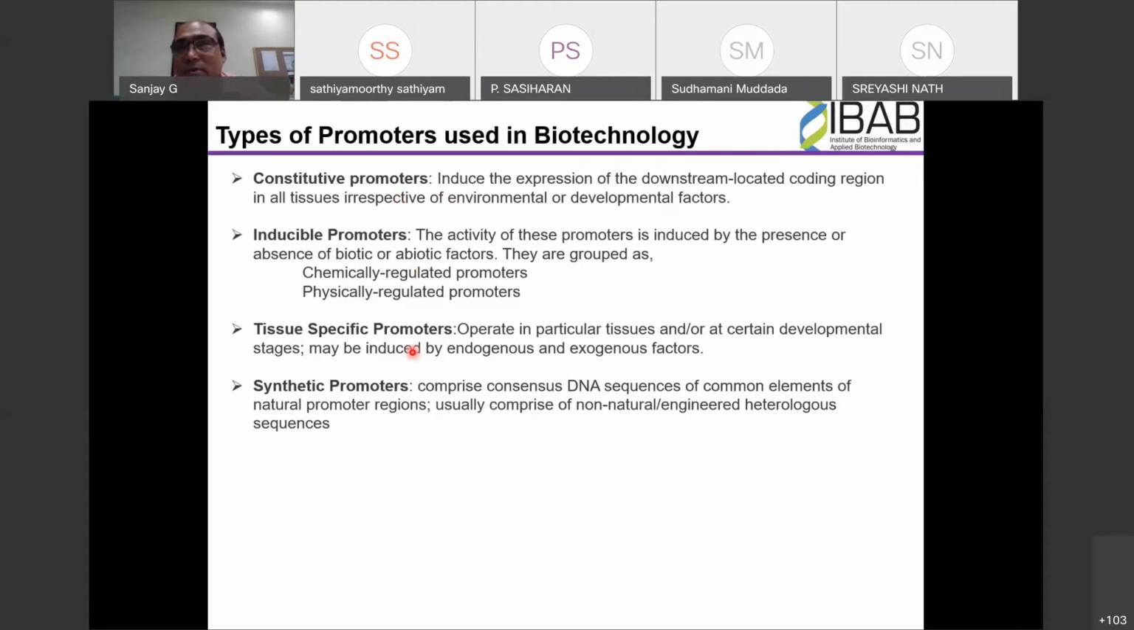Then there are some tissue-specific promoters. That means in multicellular organisms, in eukaryotes, we have promoters which will fire only in a given cell. So let's say only neurons, nowhere else in the body. So those are tissue-specific. And then there are completely synthetic promoters. That means we can take pieces from these different types and we can make our own promoter which we want to regulate the expression of a gene.